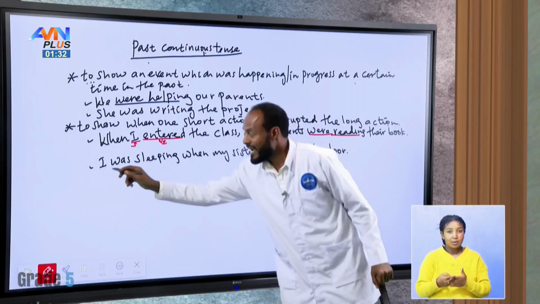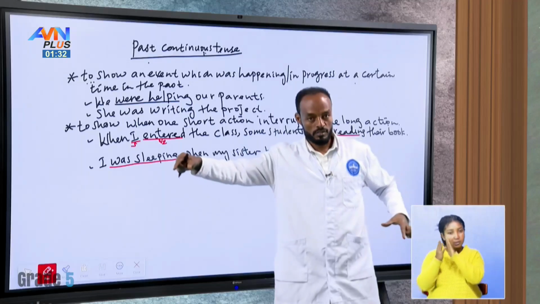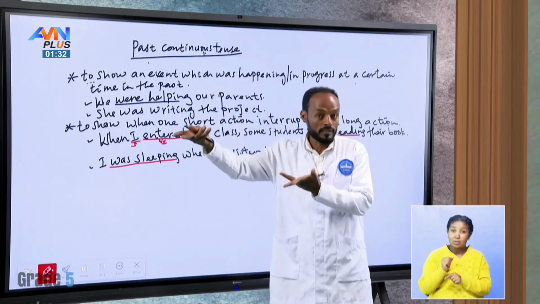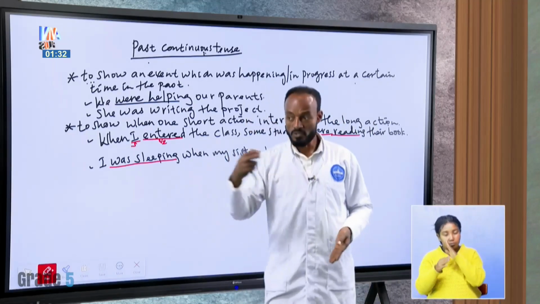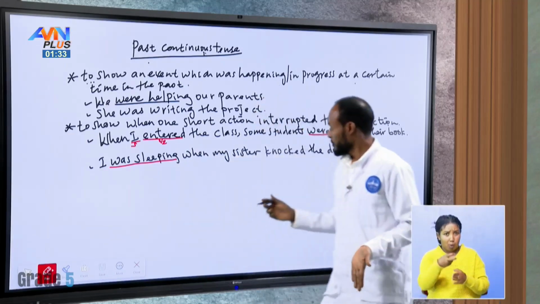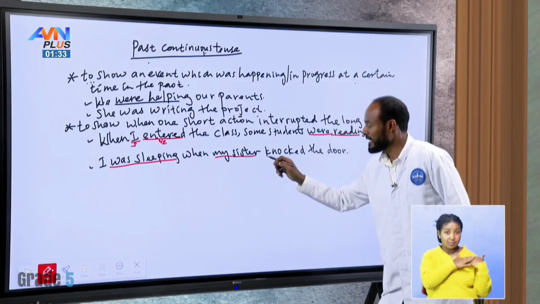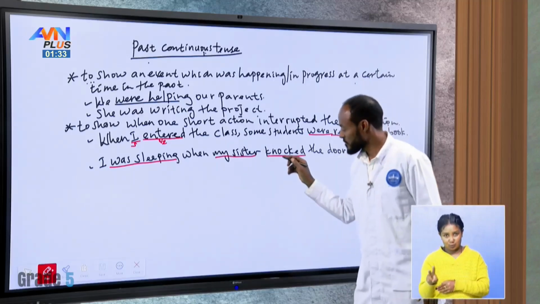Here, I was sleeping. This one is long action because just the action was ongoing. Maybe at that time somebody knocked the door. Just knocking the door is short action. So here, my sister is the subject, then knocked is the verb 2. So this one is verb 2.